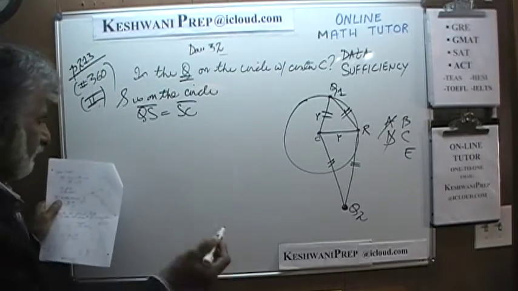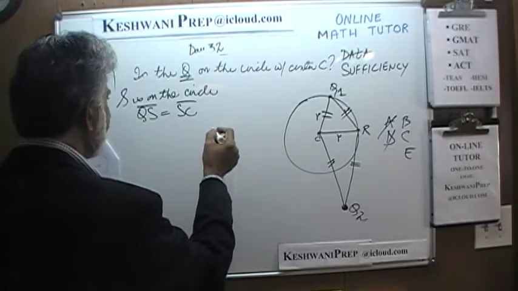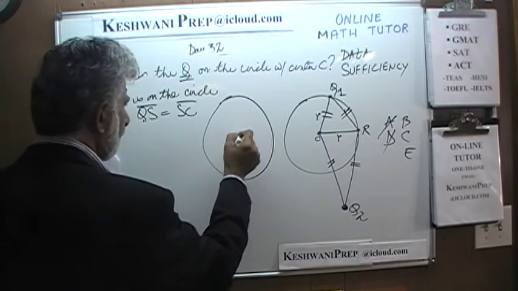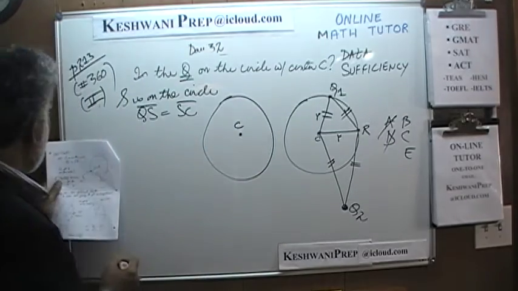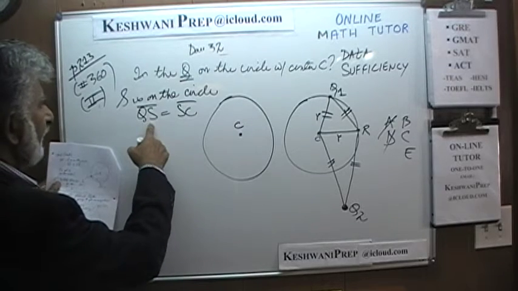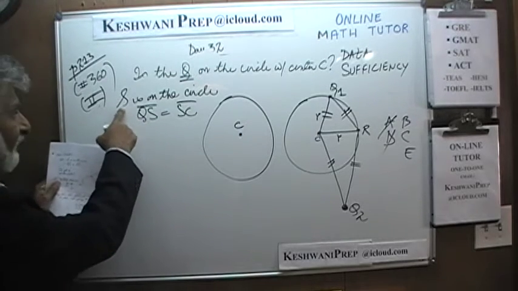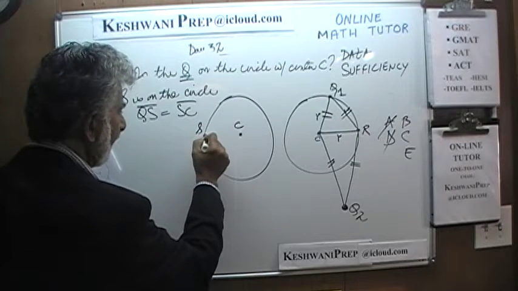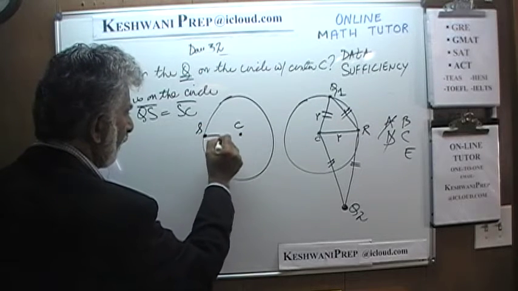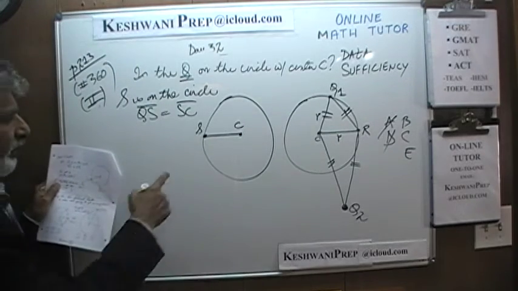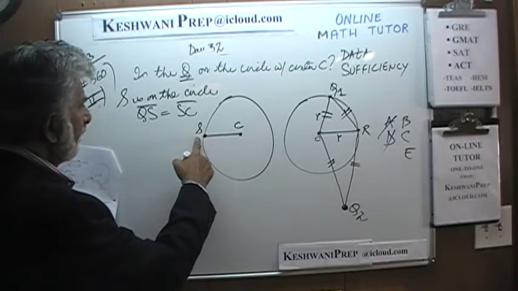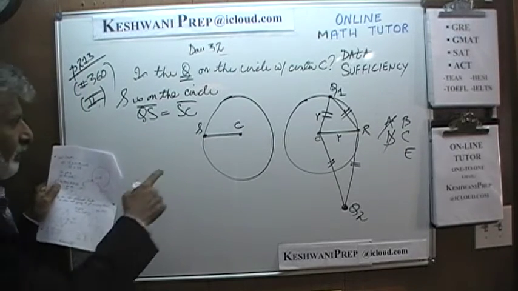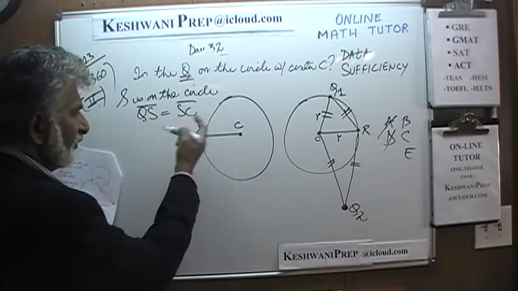So let's draw another one here. Here is our C. And we are told that S is on the circle. So let's just put S first here. There is our point S. S is on the circle. This is C. So we already know this is the radius. And we are told that S to C is the same distance as Q to S.